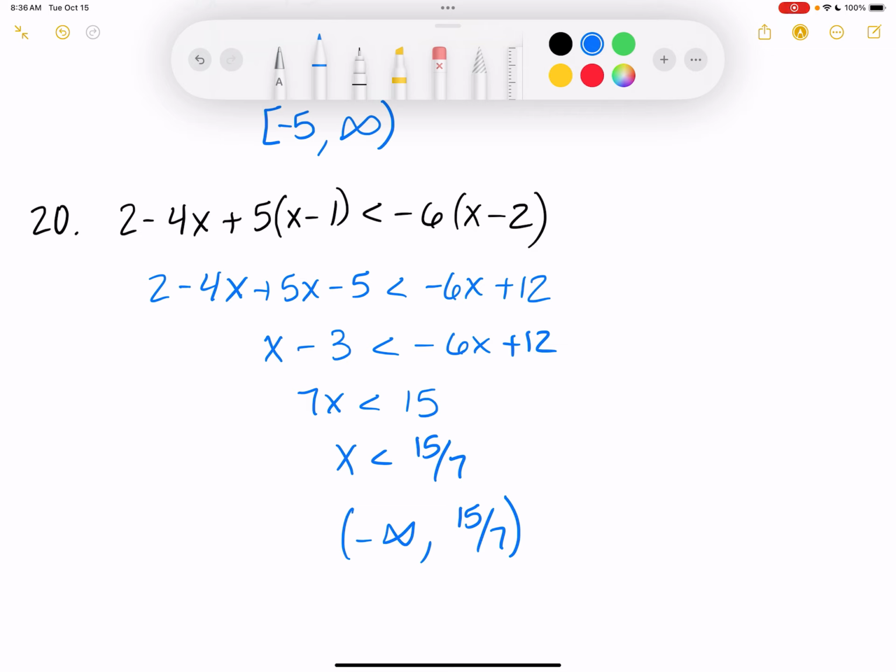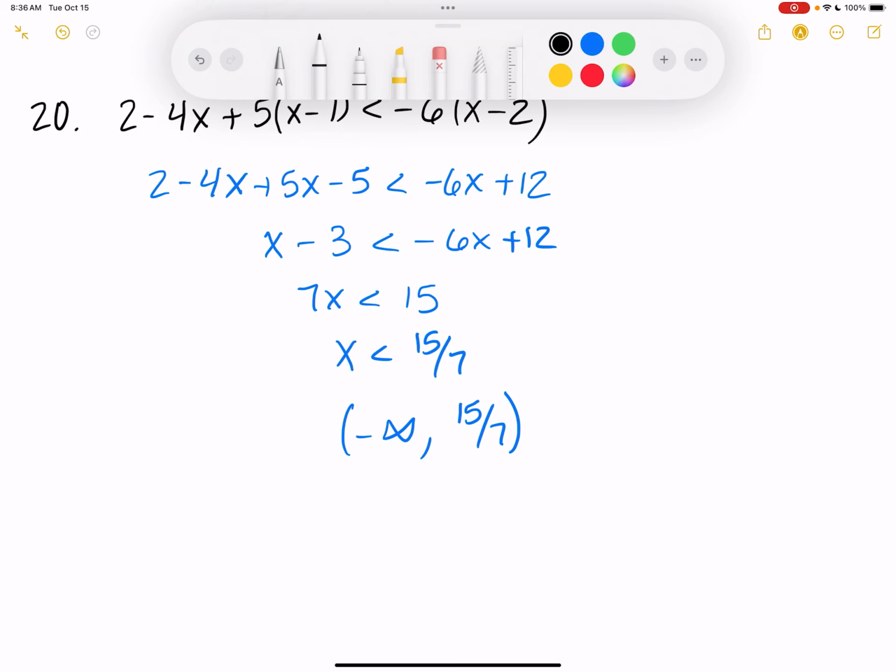Any questions on those so far? All right, we're going to jump a little bit. These ones have all just had one inequality symbol in them, but we're going to jump down to some that are compound inequalities.